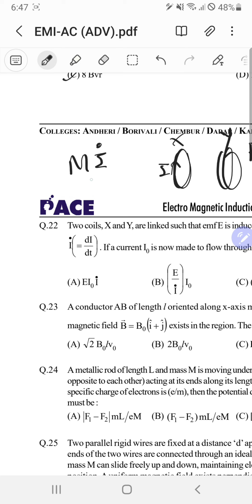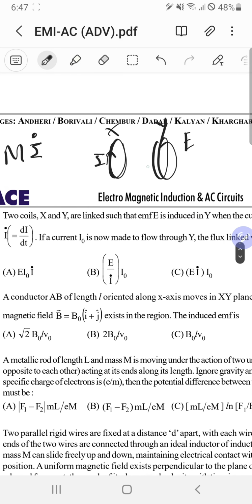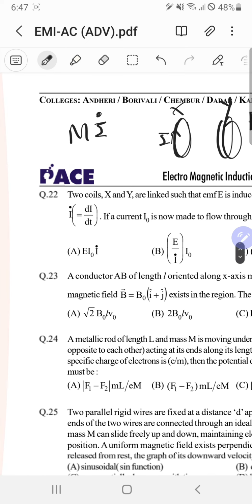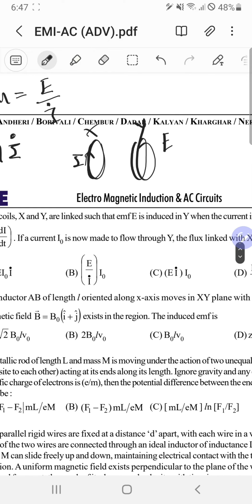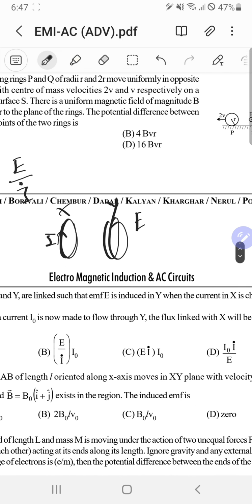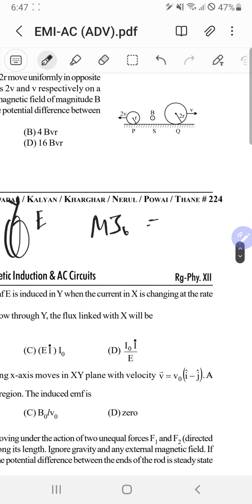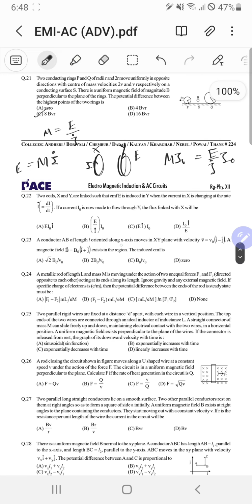That's the change in flux upon change in time. That's going to be the EMF. So this is equal to E. Well, we don't want the I dot. We want M, of course, because that's what's not given. So M equals E upon I dot. Then they ask if current I naught is now made to flow through Y, the flux linked with it. It's just going to be M I naught. But we know what M is. It's E upon I dot, times I naught. So E upon I dot times I naught. That should be cool.